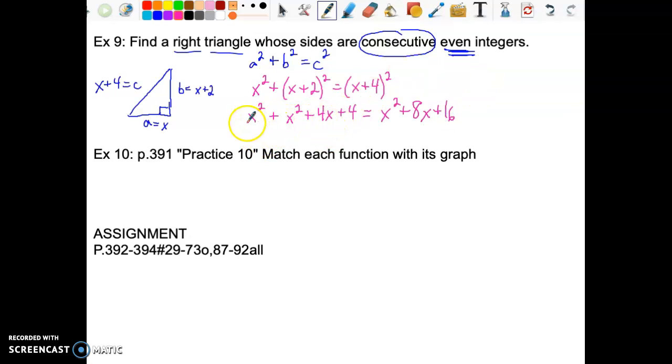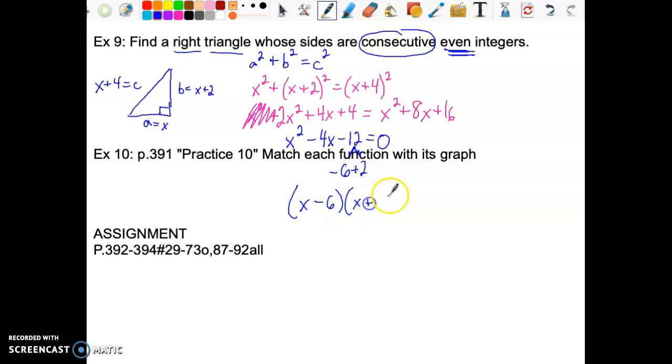And then how about this? Let's just combine like terms. X squared plus x squared is 2x squared. So if I were to subtract terms over, 2x squared minus 1x squared is 1x squared. 4x minus 8x is negative 4x. And 4 minus 16 is negative 12. It's equal to 0. So now factors of negative 12, let's see, 6 and 2. It has to be negative 6 and positive 2. So we're looking at factored out to be x minus 6, x plus 2. So our answers would be x has to be 6 and x equals negative 2.